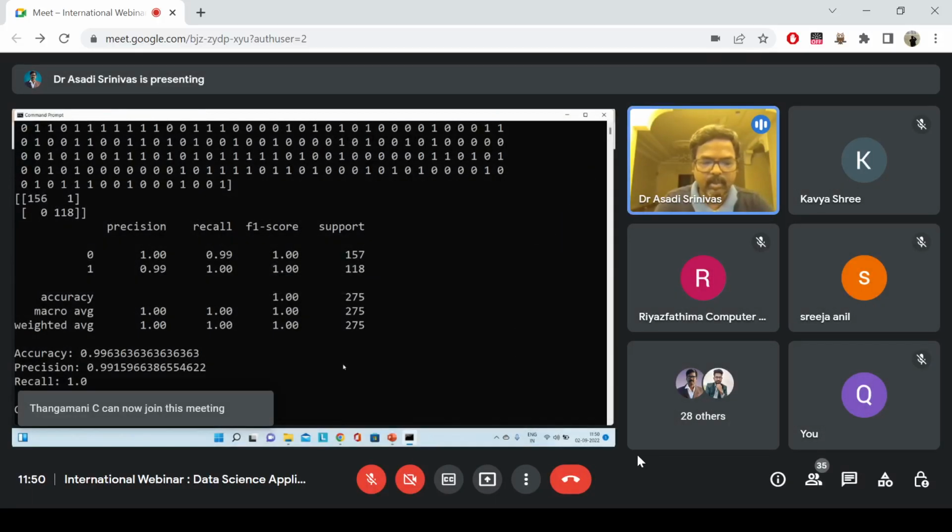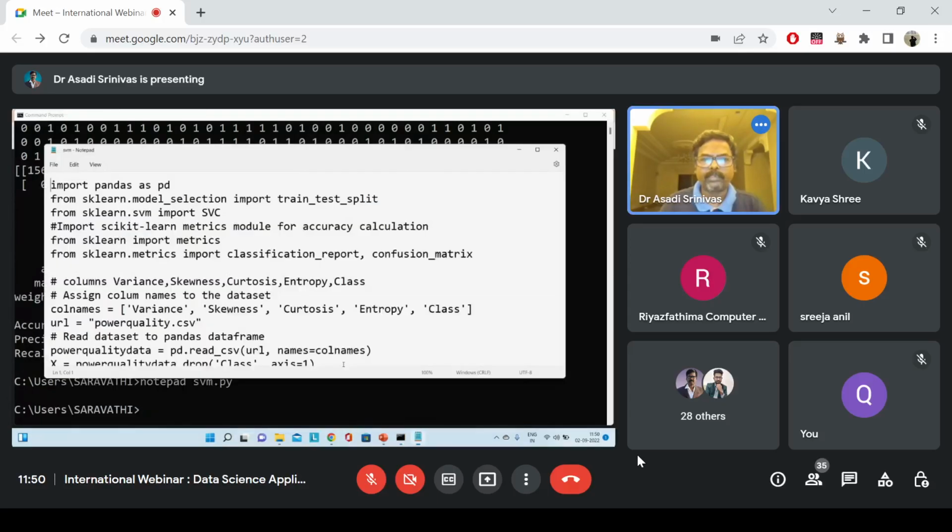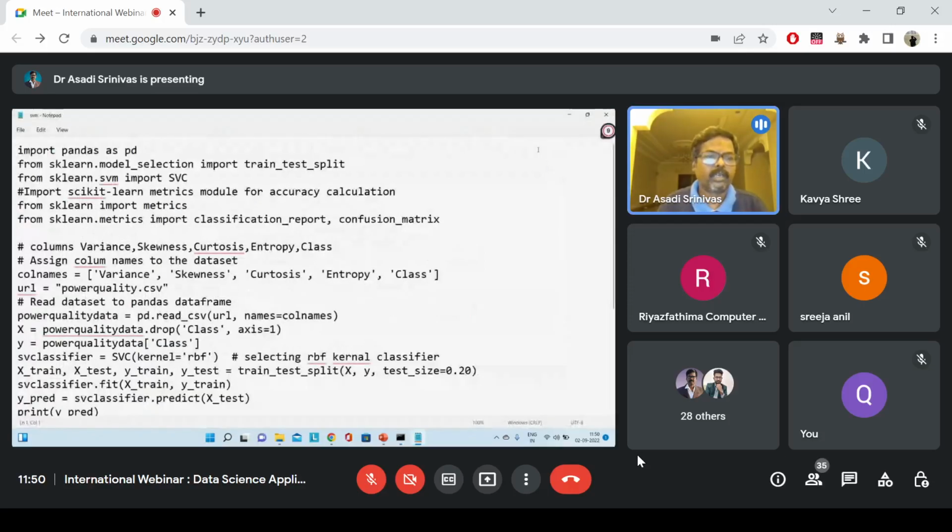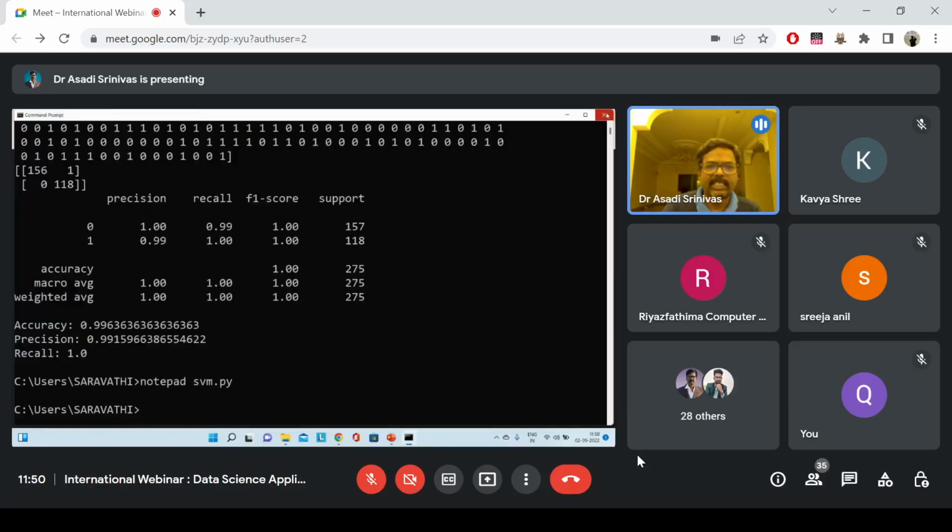If you want to see the code, open Notepad, svm.py, and you will get the code. I'm going to share it with you, don't worry. I am sharing this code with the coordinator, who is going to share the PPT and codes with you. I have applied the pandas library. Directly I'm importing from sklearn, scikit-learn. It is a package, and I'm using the support vector machine for classification purposes.